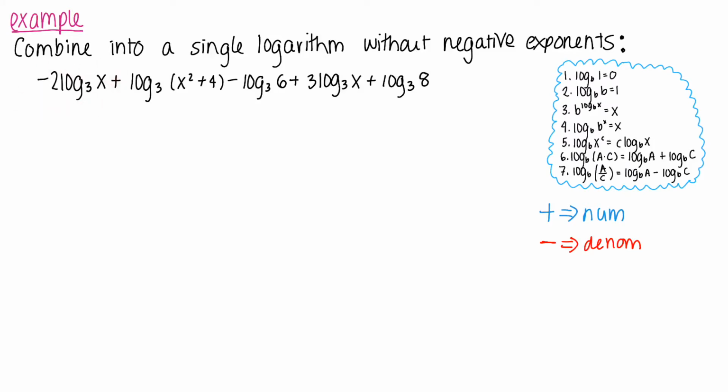So this guy right here has a negative sign in front of him, which means he's going to go in the denominator. This next piece has a positive in front of him, so that's going to go in the numerator. This guy has a negative in front, so that would be a denominator. And then both the next terms have positives. They have plus signs in front of them, so those will both go in the numerator.